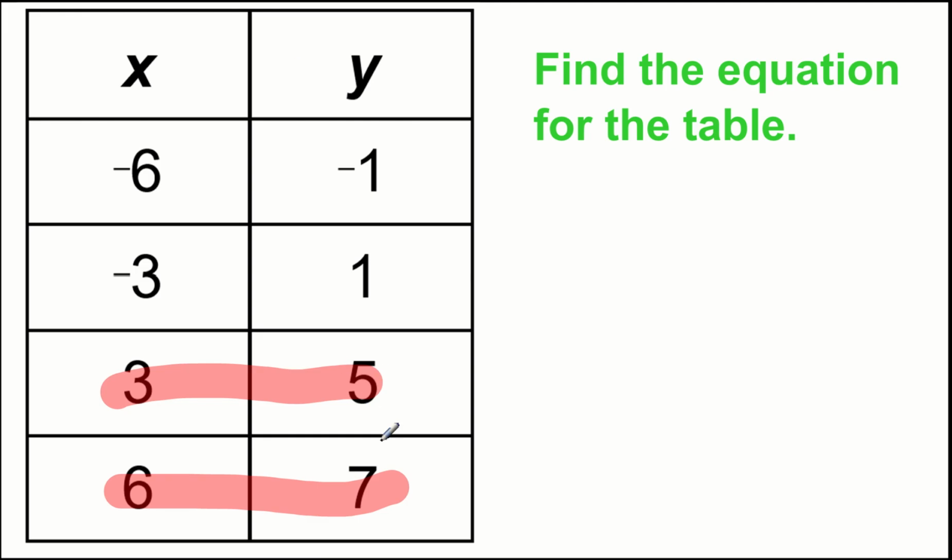So we do change in y over change in x. The y values go from 5 to 7. That's a change of 2. X values go from 3 to 6. That's a change of 3. Can't simplify that. 2/3 is our slope.